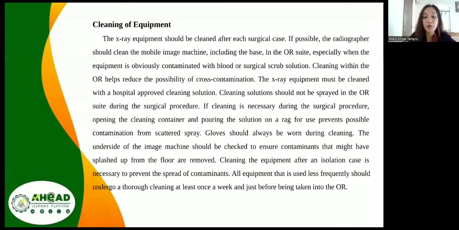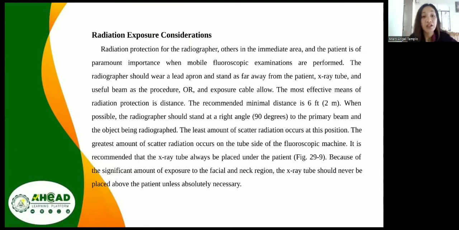All equipment that is used less frequently should undergo a true cleaning at least once a week and just before being taken into the OR. Radiation exposure considerations. Radiation protection for the radiographer, others in the immediate area, and the patient is of paramount importance when mobile fluoroscopic examinations are performed.